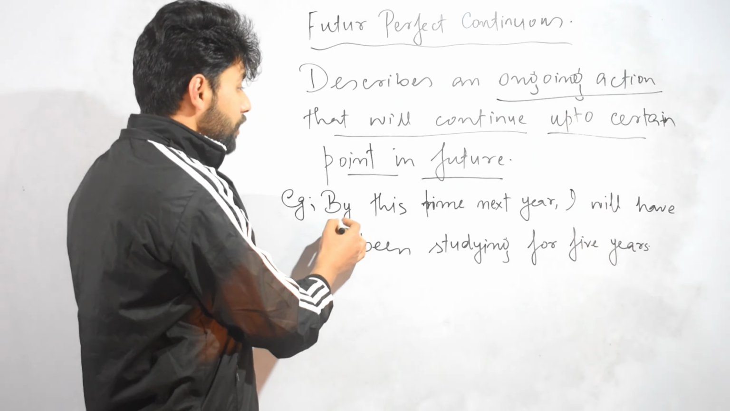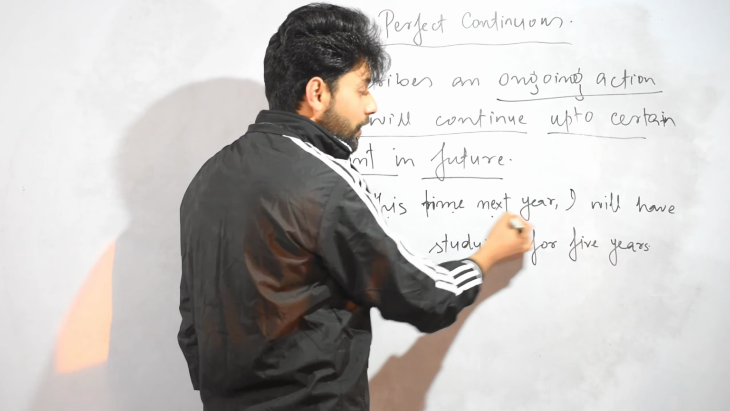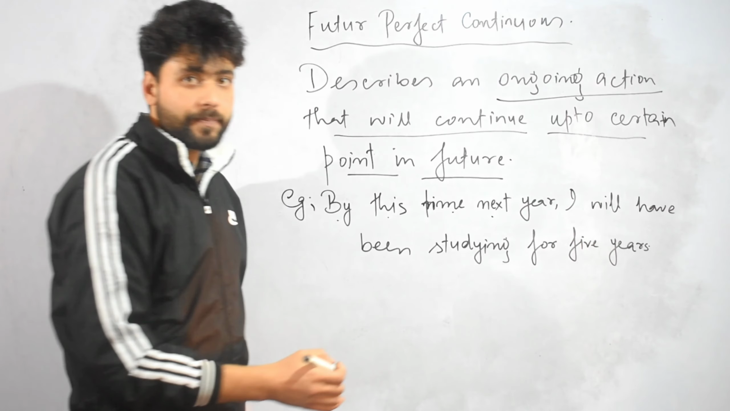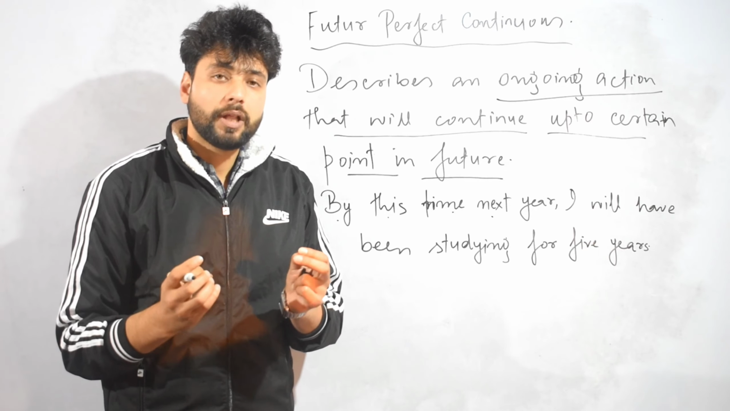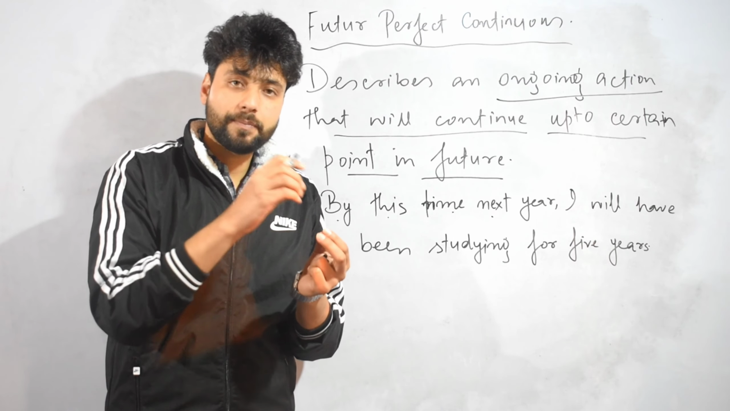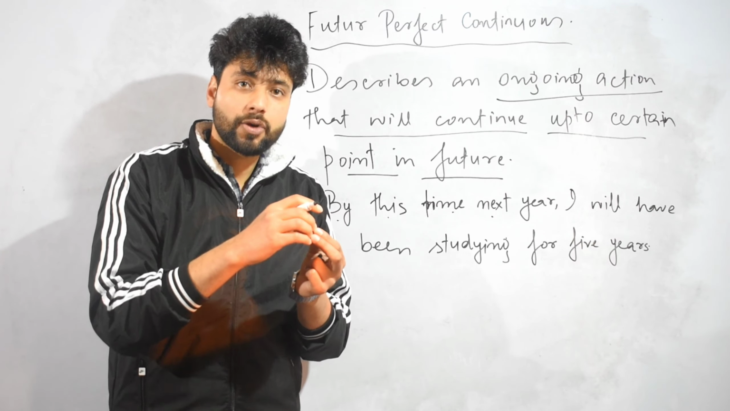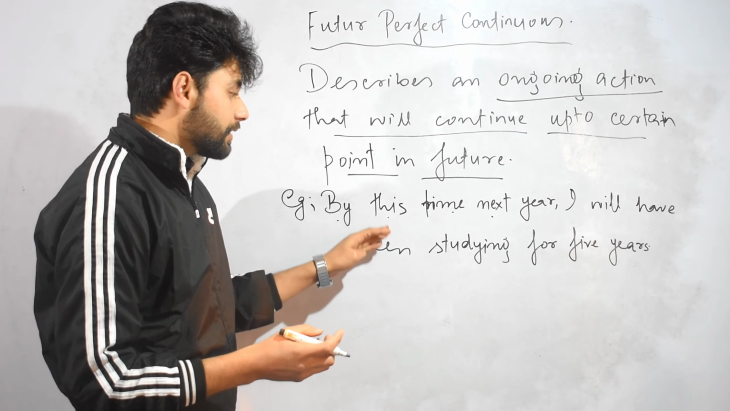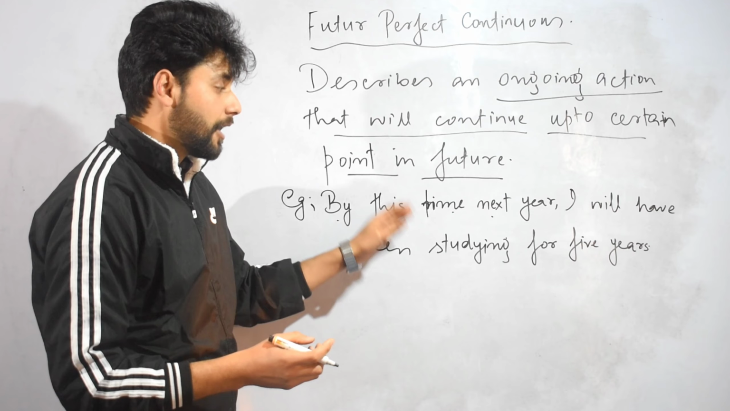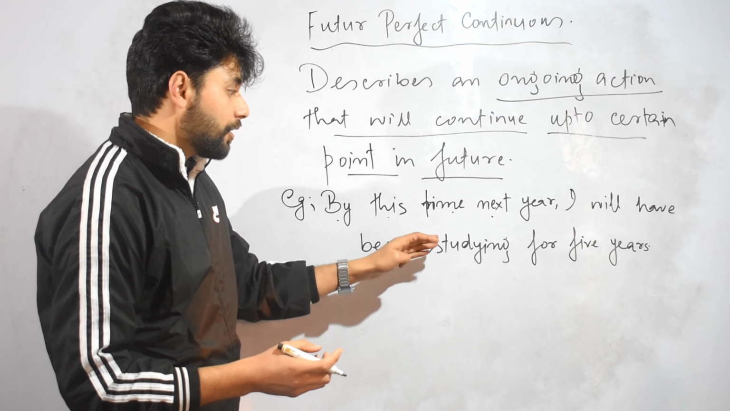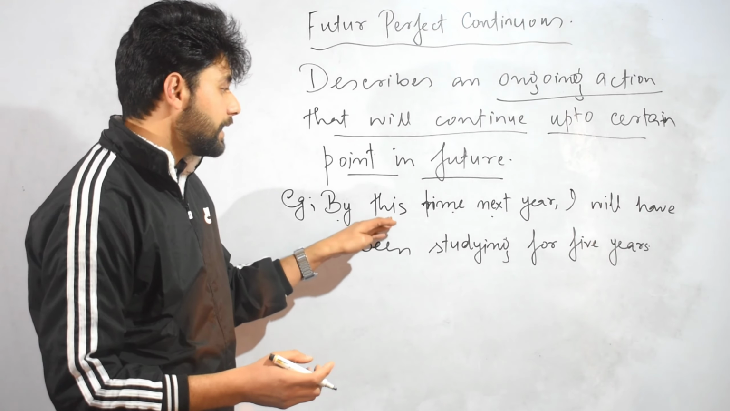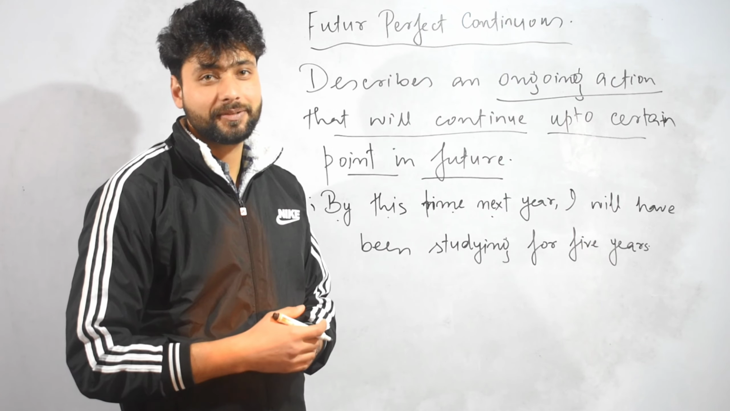For example, by this time next year, I will have been studying for 5 years. Somebody will have started his action in past and will continue that action in future. Somebody will have started studying in past and will continue studying for 5 years by this time next year.